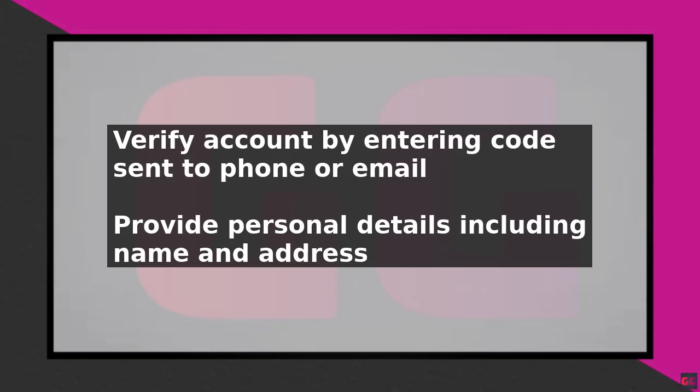To link a debit card or bank account, go to the Banking tab and select Link Bank or Link Debit Card. Follow the prompts to enter your card or account details, and then confirm the link. You can also add money to your Cash App account by going to the Banking tab and selecting Add Cash.